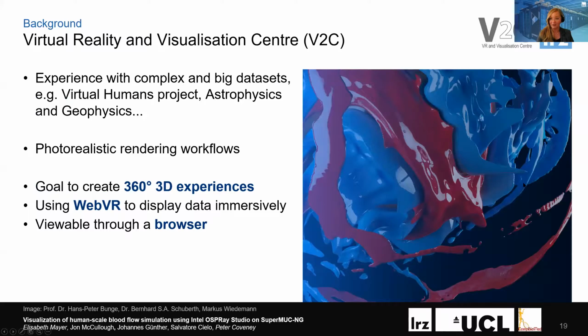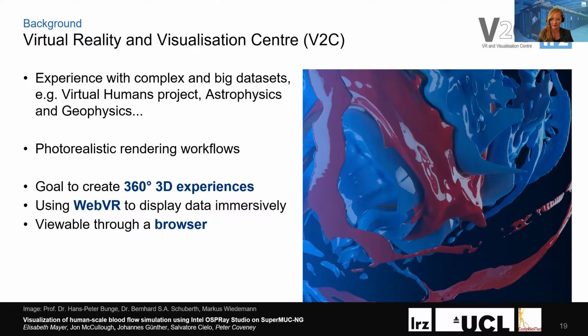So we are part of the Leibniz Supercomputing Center, so we do tend to work with very large data sets. We were also part of the Virtual Human Project a couple of years ago, where a blood flow simulation of the Circle of Willis was done. Then we, of course, had the experience with the Astrophysics project, which I showed previously. So the world's largest turbulence simulation is an astrophysics project.